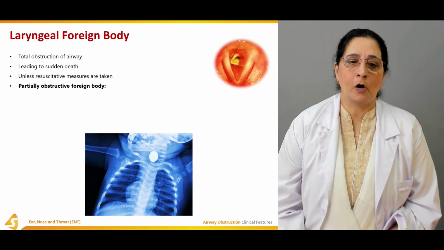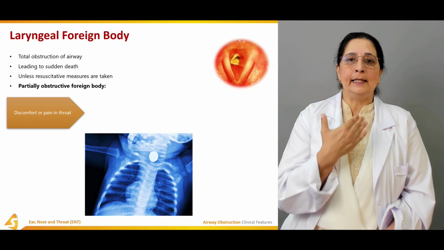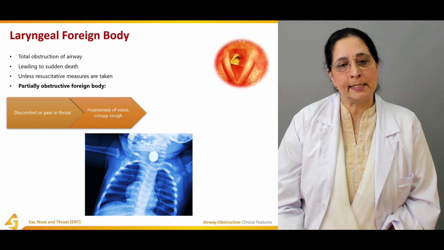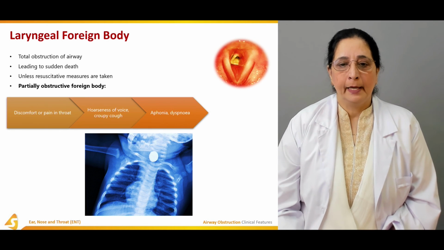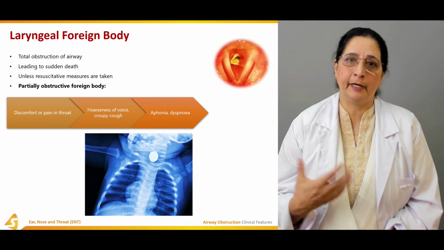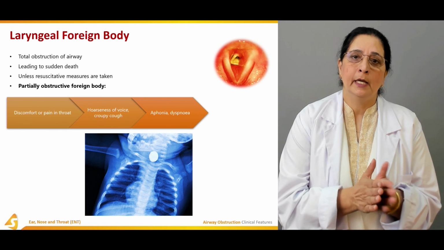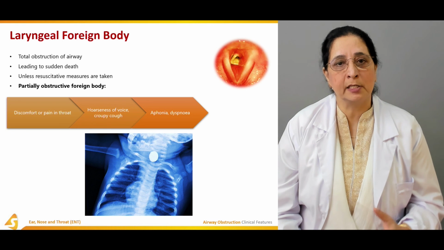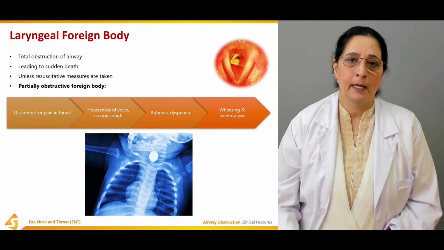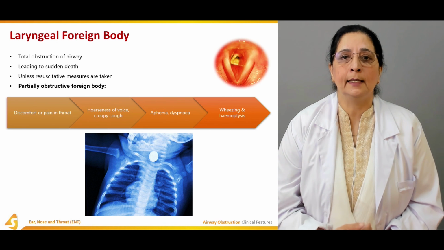Partial obstruction caused by the foreign body. Usually there is discomfort or pain in the throat if it's in the larynx. Hoarseness of voice, croupy cough, aphonia and dyspnea are present, that is, difficulty in breathing. Aphonia, absence of voice, is present because it's in the larynx, which is the voice box or sound box. There is wheezing and hemoptysis. Blood in the sputum is present if there is a foreign body in the larynx.